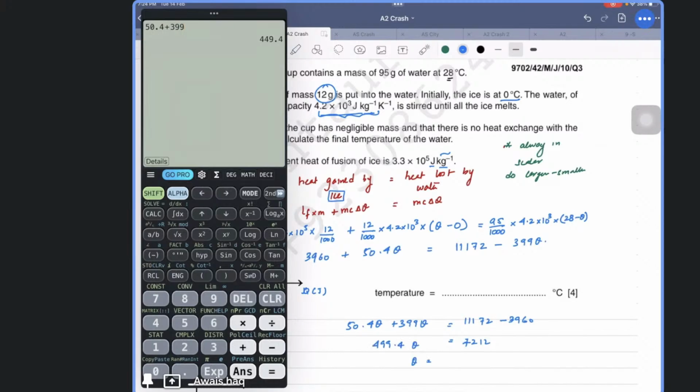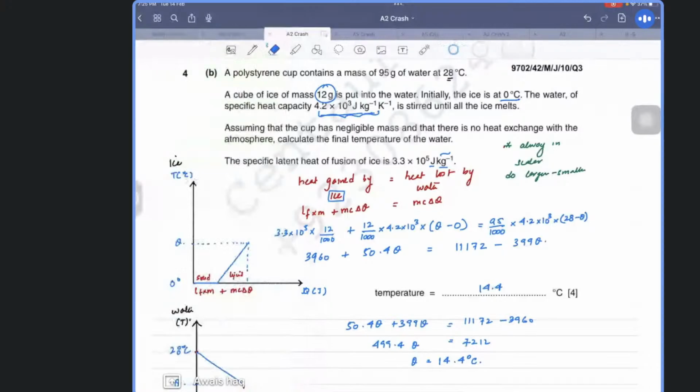Theta is then 7212 divided by 499.4, which is basically 14.4 degrees Celsius. So I'm just going to write that. Do you guys understand that? Obviously this takes a lot of time to solve, so you are supposed to just chill out and relax. You will be able to get it at the end.